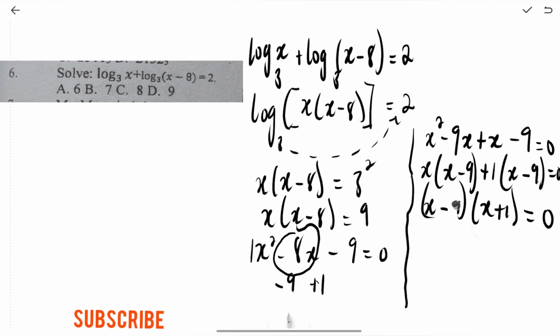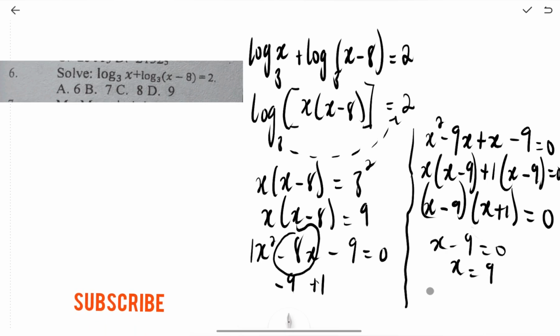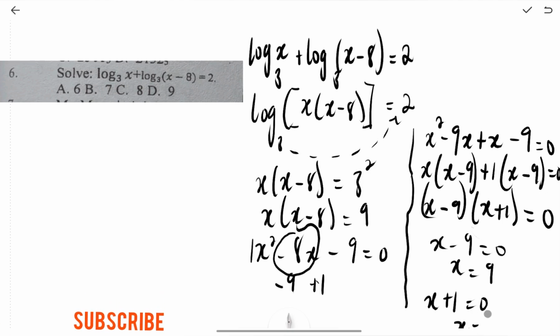So we are going to have x minus 9 equals 0. That will be x equals 9. And the other way around, let's assume x minus 9 is not there, so we only have x plus 1 equals 0. So x is going to be equal to, this comes to the other side, minus 1. Based on the question, we're only given 9 as the option, just a single root of the solution. So the answer is D.